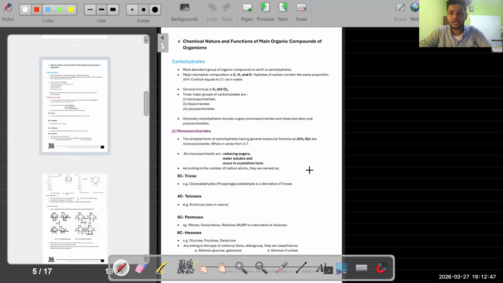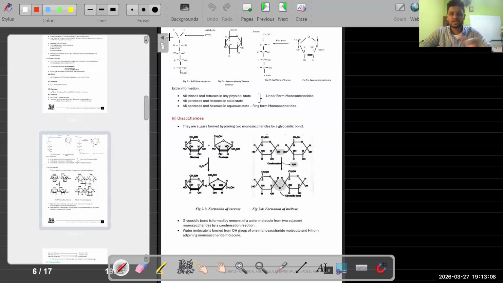Monosaccharides have the general formula CH2ON, and this N number varies between 3 to 7. They have certain characteristic features, and then we went on to each type based on N. If N is 3, they are called triose. If N equals 4, tetrose. If N equals 5, pentose. If it is 6, hexose. And then we went on to the structure, how it appears. It appears in ring shapes and linear shape.